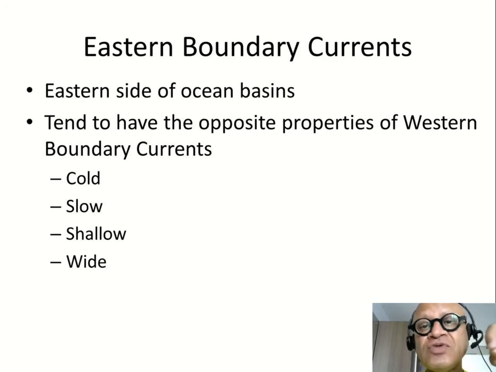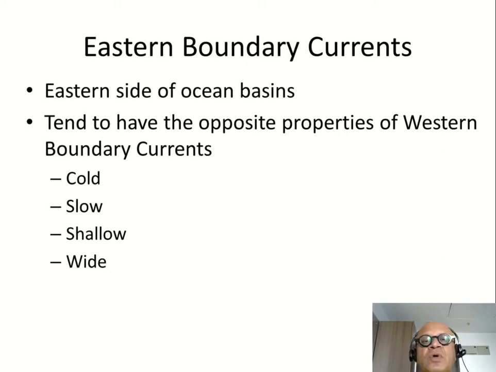So we'll move now to the other part of the subtropical gyre, the eastern boundary currents. They are obviously on the eastern side of the ocean, but typically the western coast of the continent. For example, the west coast of Europe and Africa have the eastern boundary currents. West coast of US has the California current. West coast of South America has the Peru current or Humboldt current, and so on.